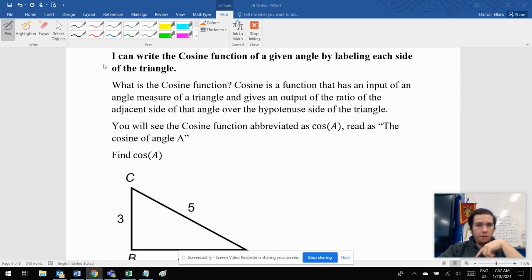The goal of this video is I can write the cosine function of a given angle by labeling each side of the triangle. So what is the cosine function? We talked about the sine function yesterday.